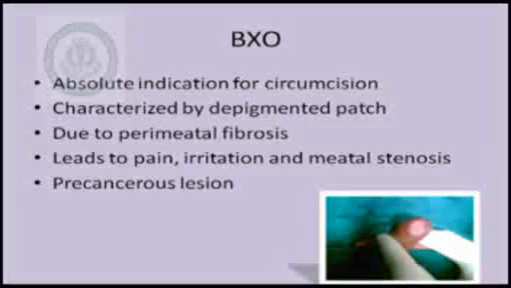And what is BXO? That is balanitis xerotica obliterans. It is a part of midline fibrosis. It is a progressive disease. It can cause perimeatal fibrosis because of ammoniacal dermatitis, which may lead to depigmented patches. Because of these depigmented and white patches, GPs and family physicians often refer such cases to a dermatologist. Dermatologists in turn refer those cases to us, diagnosing balanitis xerotica obliterans, which will lead to pain, irritation and meatal stenosis. Remember, this is one of the precancerous lesions for carcinoma of penis in later ages.